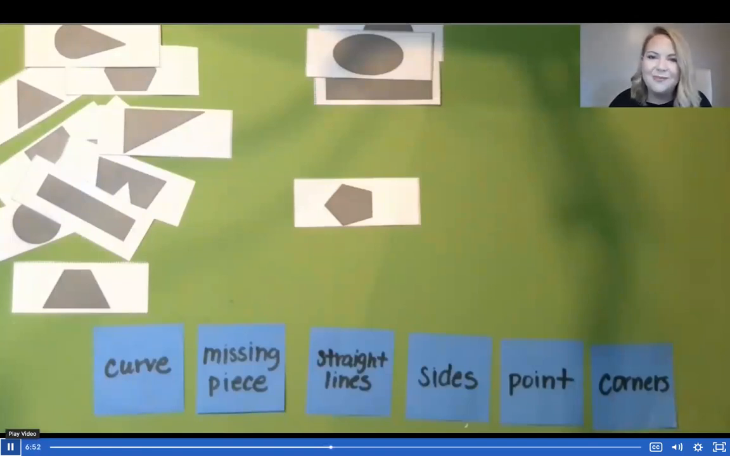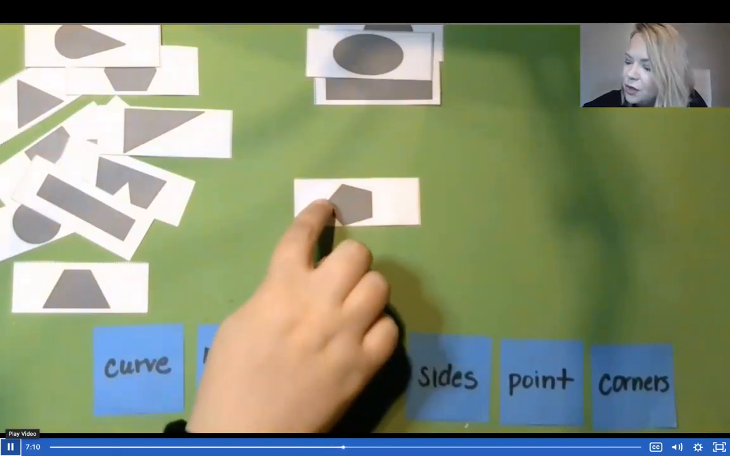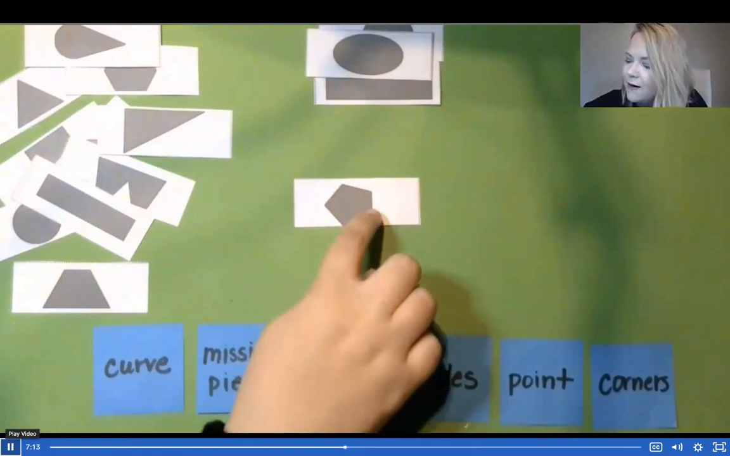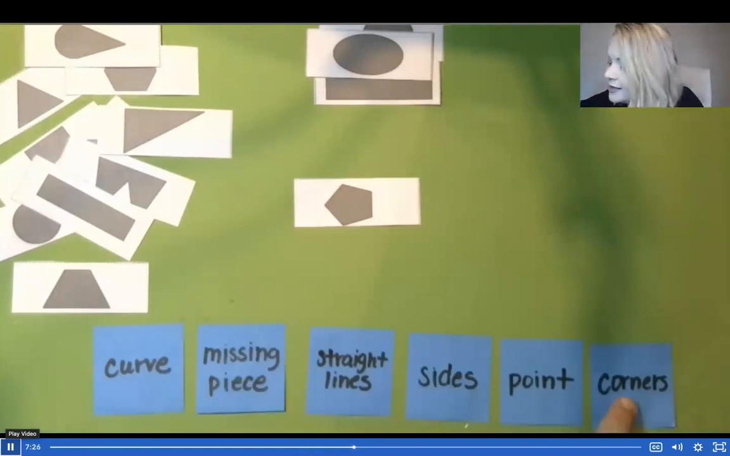What do you notice about this shape? One of my friends said, I see that it has 5 sides. Wow. Let's count them together to make sure. 1, 2, 3, 4, 5. Very good. What else did you notice? That it has corners? How many corners does this shape have?